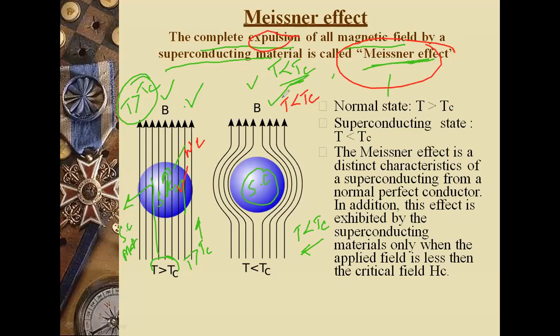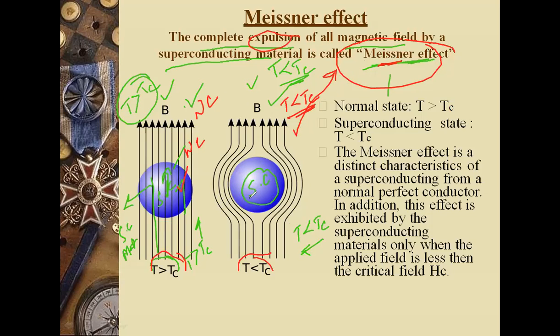Meissner effect is the effect in which the superconducting material expels the magnetic field. The field lines should not enter into the material. Meissner is a scientist's name. So, very important, these two: greater than the transition temperature, they act like a normal conductor; less than the transition temperature, they act like a superconductor.